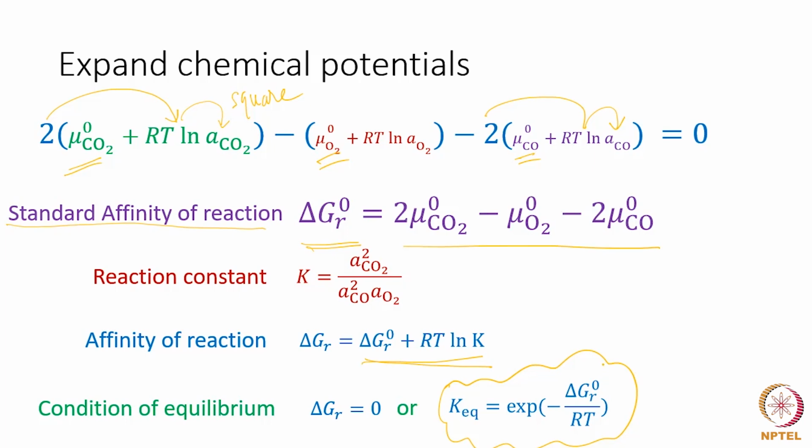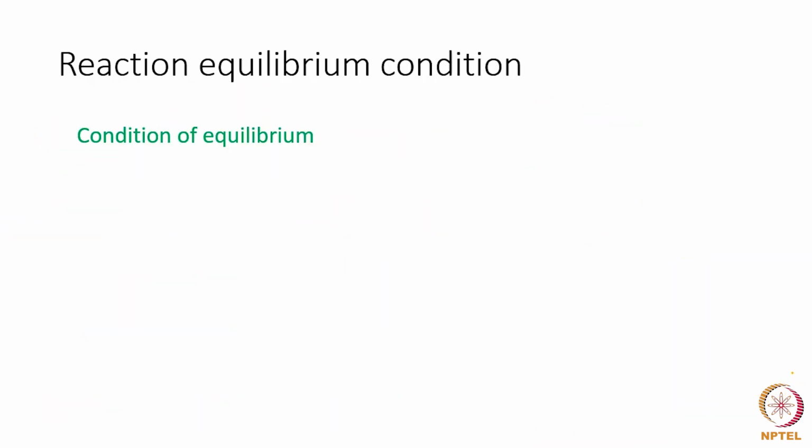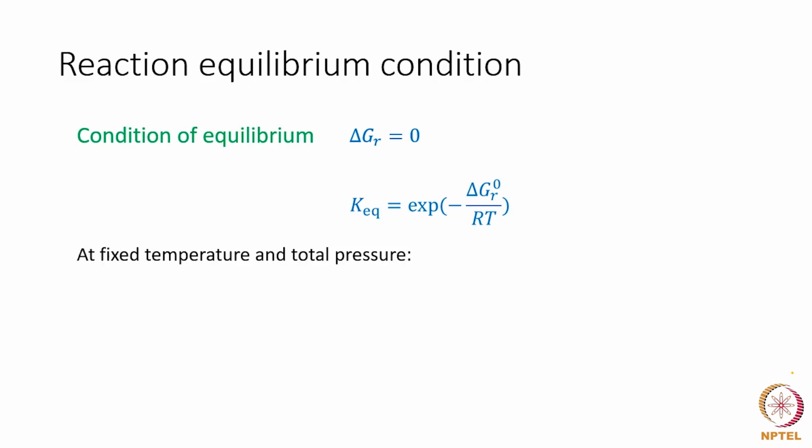And we know that this quantity is going to be a constant at a particular temperature, which means that this entire thing on the right hand side is going to be a constant, okay, at a particular temperature. Okay, that is the utility. So the condition of equilibrium is then written as delta GR is equal to 0, or the affinity of the reaction is 0, and it is also the same as writing K equilibrium, or reaction constant K equilibrium, is exponential minus delta G naught R by RT, where delta G naught R is the standard affinity of the reaction.